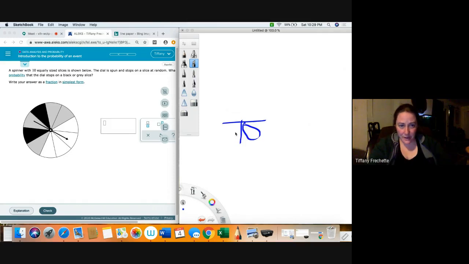spinner. And I want to know what is the likelihood, or the probability, that the dial stops on a black or gray slice. So in this case, it can stop on any of the gray ones or any of the black ones and still meet what I want to happen. So I have 1, 2, 3, 4 gray and 2 black. So over here I'm going to write 4 plus 2.